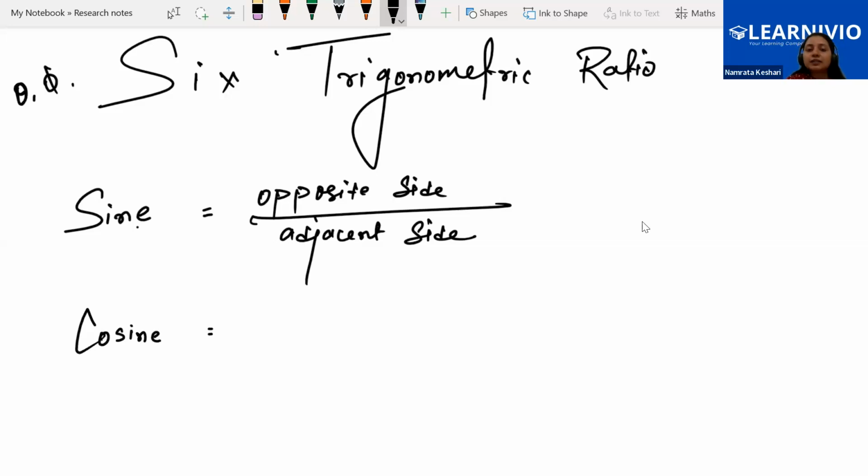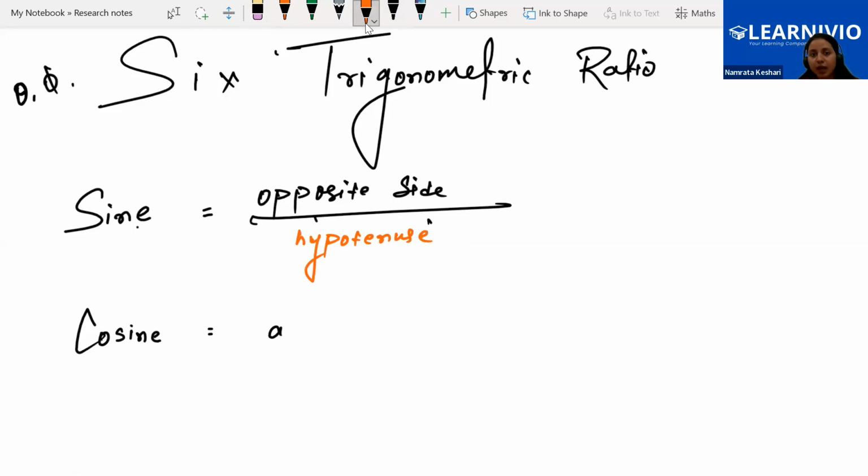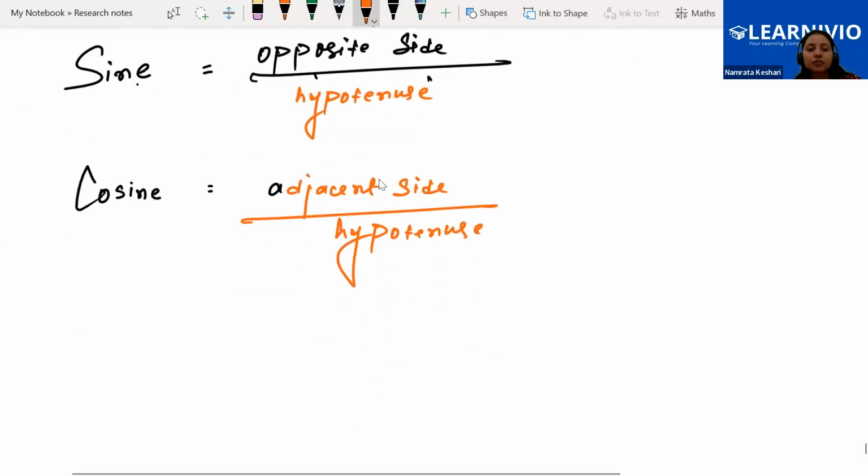Now I'm coming to the part, what is opposite, what is adjacent. The sine formula is opposite over hypotenuse. Hypotenuse you already know, right? Opposite side, I'm coming to that part. Cosine formula is adjacent side over hypotenuse. Sine, cosine, noted down the formulas.